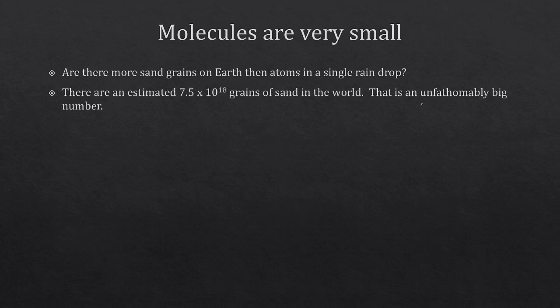There are an estimated 7.5 times 10 to the 18th grains of sand in the world. That is an unfathomably big number. I'll admit, I have no way to process that number. I can tell you what it is and I can do math on it, but in my head I can't imagine what 7.5 times 10 to the 18th donuts would look like. I have no idea. I'm pretty sure that's enough donuts to flood the entire planet and create a layer of donuts around the Earth. So for things we think of in our heads, this number is really big.